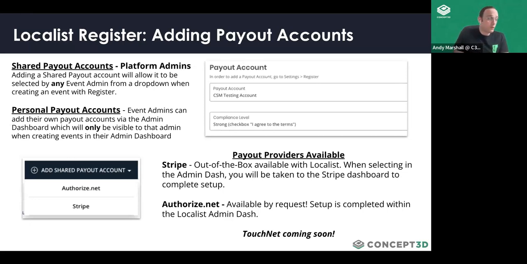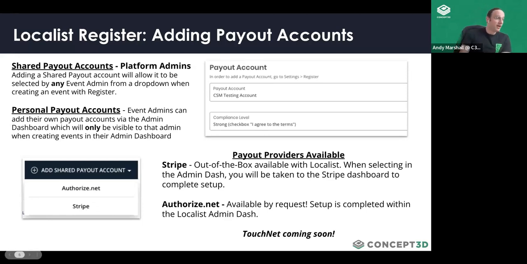It's really important to remember, Localist does not gain any insight into these accounts, their contents, or any financial information. We simply facilitate the transaction to be completed by your secure payment provider outside of Localist entirely. Now, Stripe is available right out of the box, and it is our most common service used among existing calendars. When selecting Stripe, you will complete the setup in Stripe's secure dashboard away from the Localist admin dash once you select that option shown here.